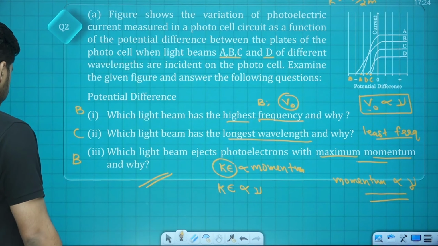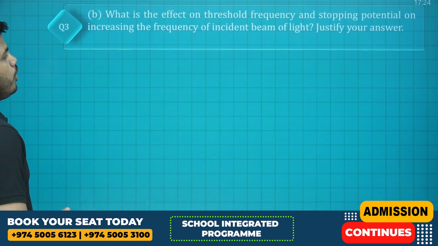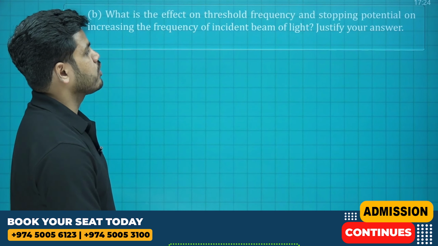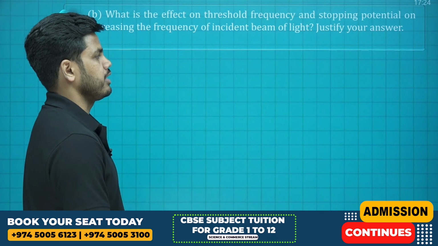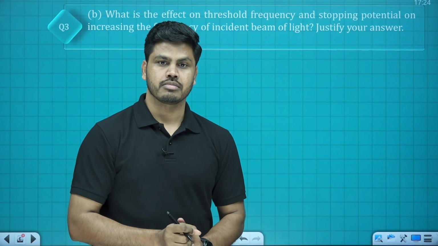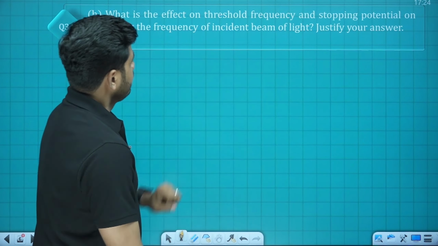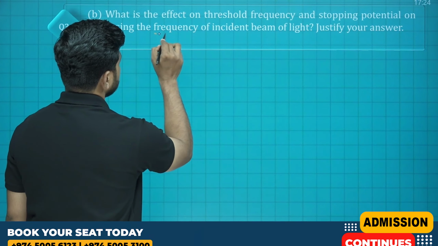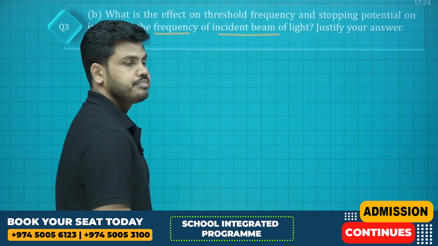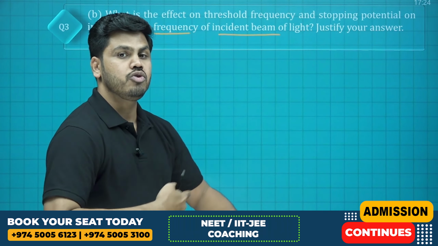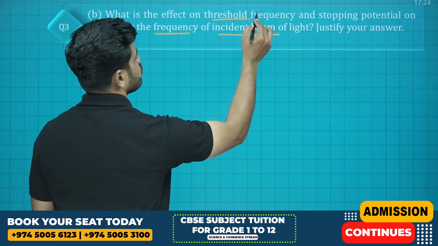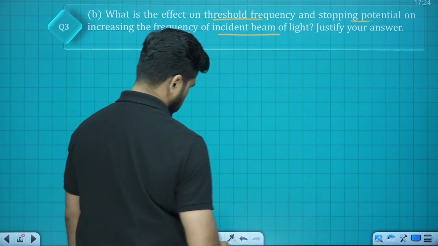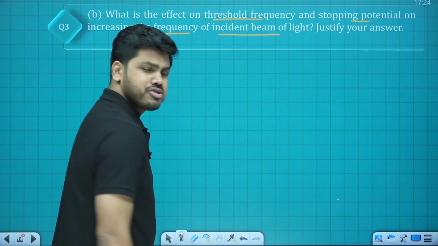Okay, next one. What is the effect on threshold frequency and stopping potential on increasing the frequency of the incident beam of light? Justify your answer. Another 2-mark question. See, I am going to change the frequency of the incident light. How will that affect threshold frequency and stopping potential? We know it's an easy, direct question.